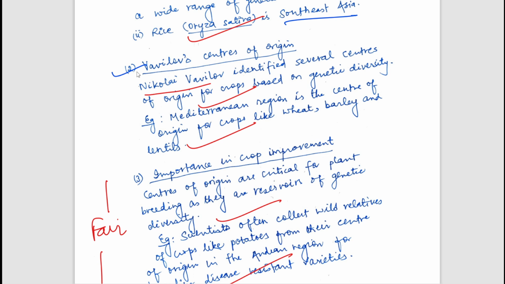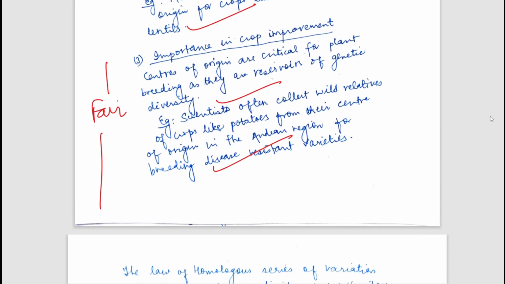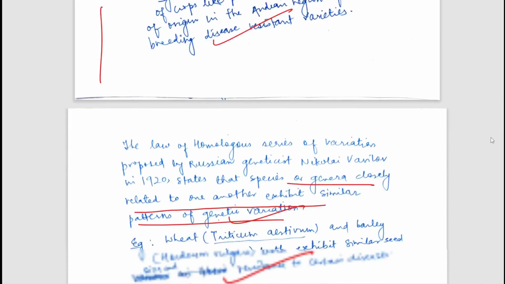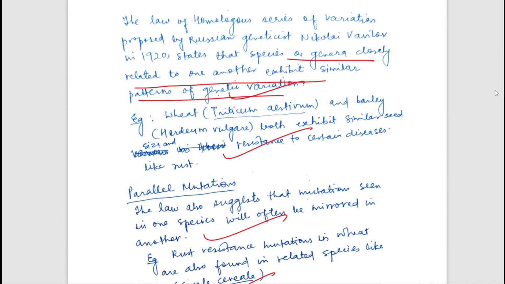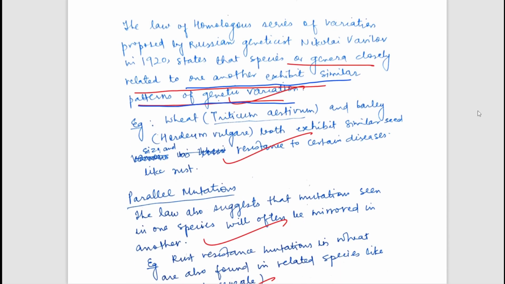He has divided the center of origin in the world into different parts, into different units. Its importance in crop improvement has been mentioned. Now, what is the law of homologous range of variation? It states that species or genera closely related to one another exhibit similar patterns of genetic variation. So this is what the law of homologous range is.